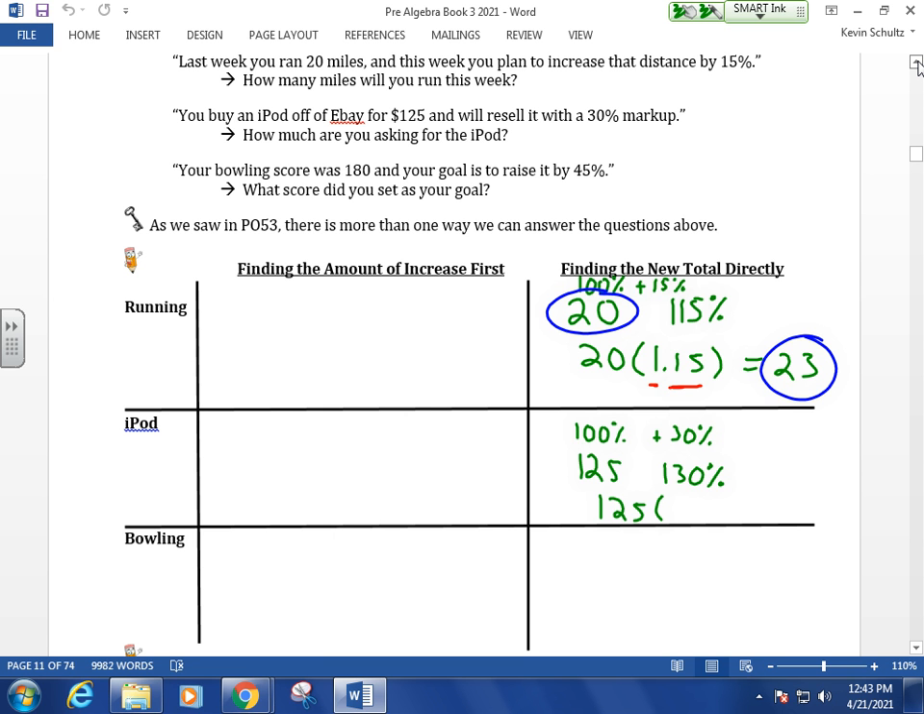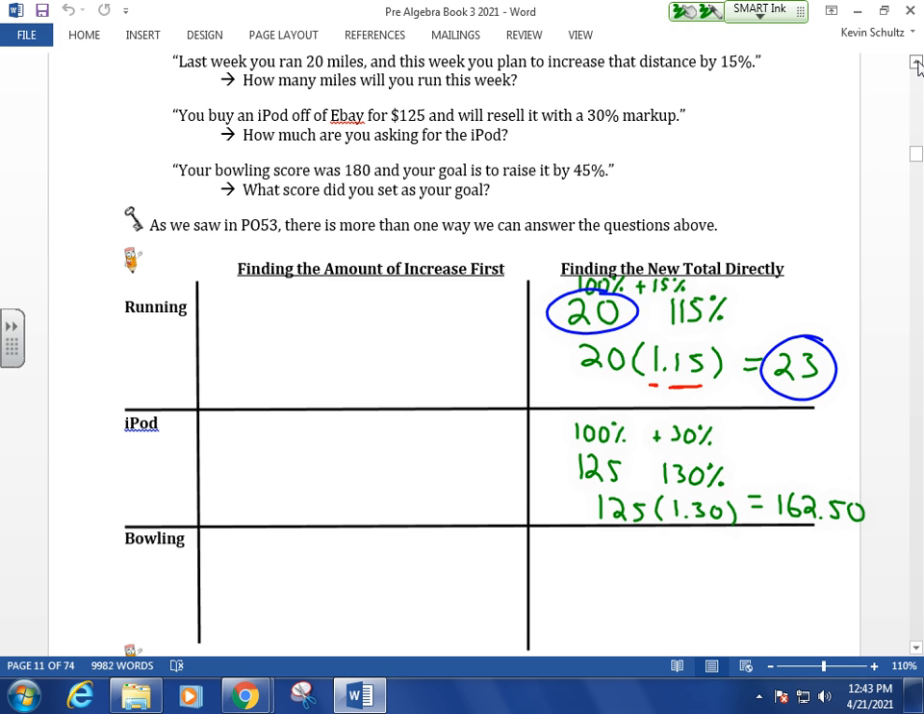So what's the decimal value of 130%? The decimal value of 130% is 1.3, or if you want to put 1.30, that's fine also. Okay? But we're going to be multiplying 125 by 1.3. The one whole will give us our original 125. And then the 0.3 part of that is what's going to increase this by 30%. And we're going to look to sell it for $162.50. That's the answer that you should get.